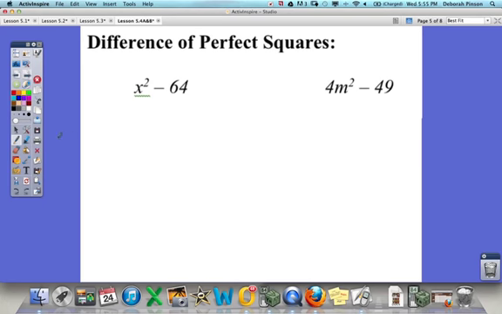Okay, another kind of special factoring is called difference of perfect squares. Now I want you to notice we've got perfect squares here. They're both perfect squares. Square root of x squared is x. Square root of 64 is 8. If you've got this situation, what you want to go through and do is same thing. Take the square root of each of them, but you want to have 1 minus and 1 plus.